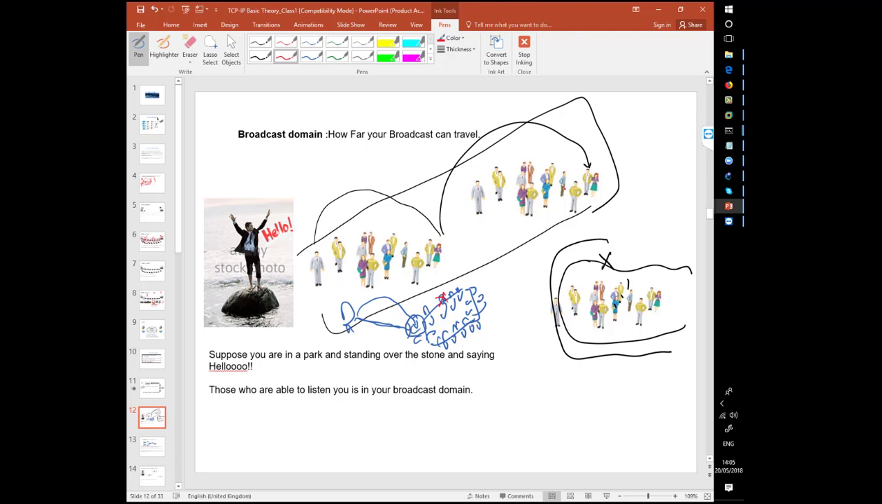Like this, these people are standing near you, and they do not have any choice. If you are loudly saying hello, they have to listen to your hello. They cannot deny your hello or your sound. Similarly, in a hub, if this PC is sending a packet to this one, all the other ports do not have any choice. Although this packet belongs to this guy, they all have to listen to it.